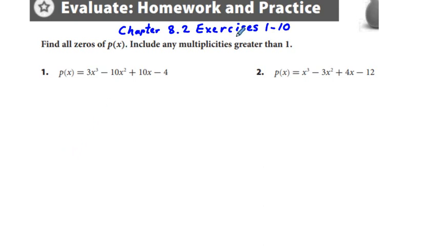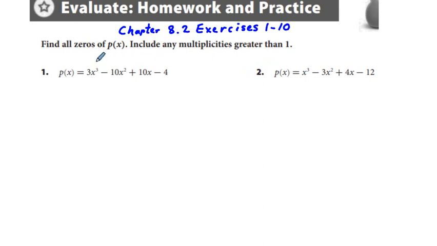Algebra 2, Chapter 8.2, Exercise 1 through 10. This section of the book has to do with complex numbers in polynomial functions. And I historically have stayed away from complex numbers. The main reason is that there's not really a path in calculus for this. And since I have Algebra 2 honors, pre-calculus, and calculus, I automatically look at funneling toward calculus.